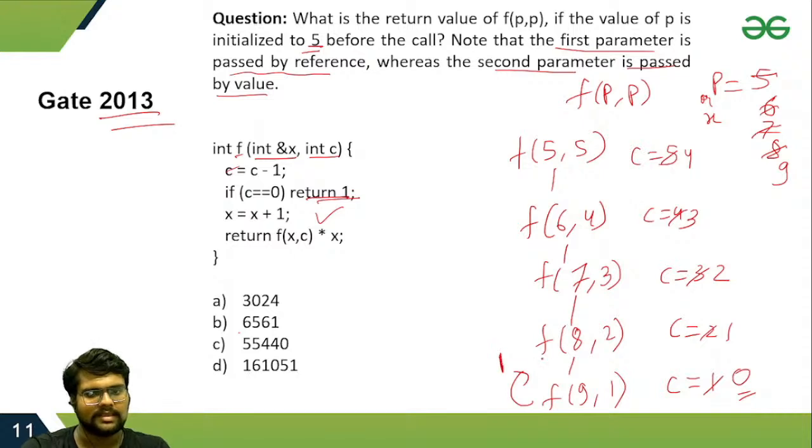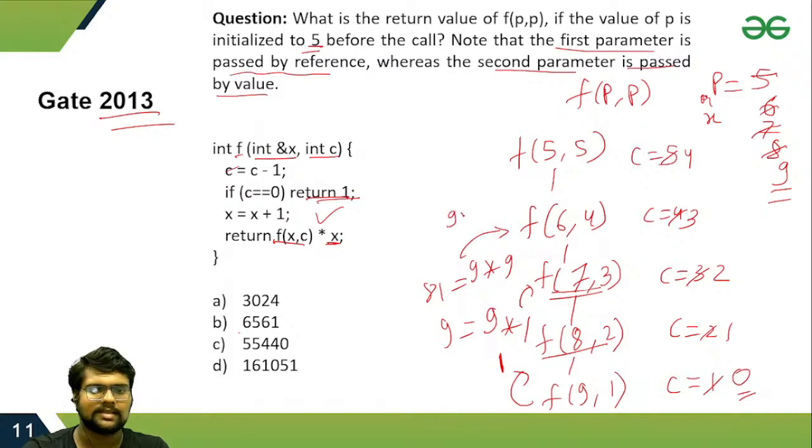So this function will return 1 to the previous one. Okay. And in this, since we are returning the value into x, x is currently 9, since it is passed by reference, so it will be 9 into 1. Okay, and 9 into 1 will be returned, so its value is 9. So 9 into 9 will be returned to this function, and this will be 81, and 81 will be returned to this. In this, 9 will be multiplied, so 81 into 9, and this will be returned to this. This will be 9 into 9 into 81, so it will be 9 to the power 4.